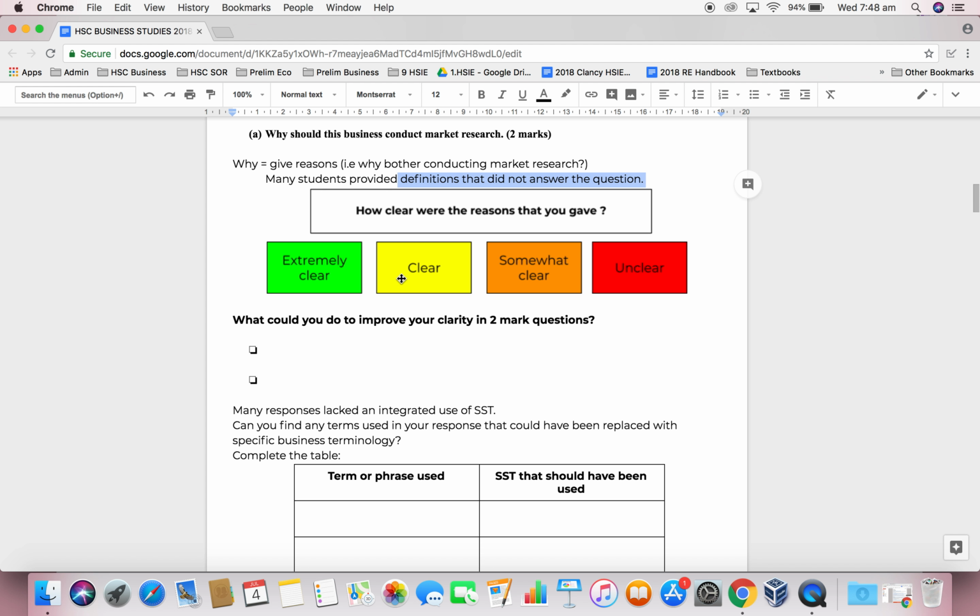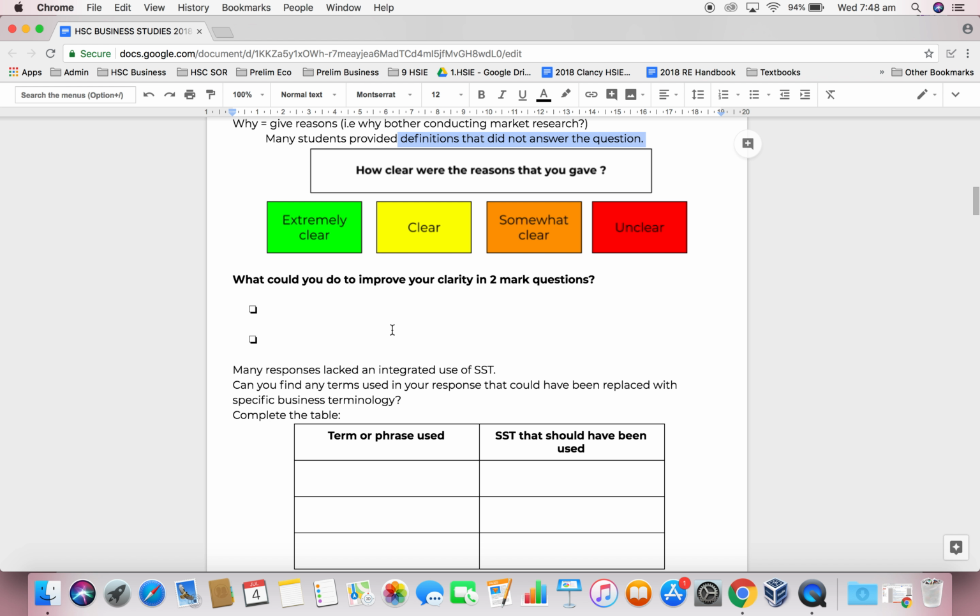Okay, so have a look at your response, and were your reasons clear, extremely clear, somewhat clear, or unclear? What could you do to improve the clarity of your work in this question? Could you have used underlining? Could you have maybe used 2 dot points? What could it have been?